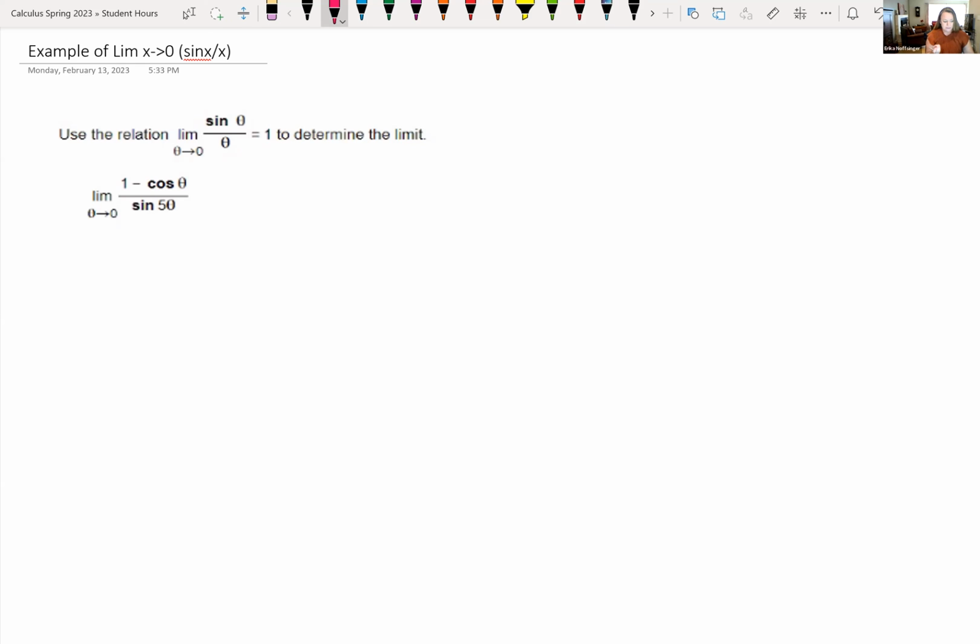And so we're going to use this information to help us solve the following. We're trying to find the limit in this example as theta goes to 0 of 1 minus cosine theta all over sine 5 theta. So when dealing with limits, we want to first start out and just substitute in our value and see what we get. In this case, if we substitute in 0 for theta, we would get 1 minus cosine of 0 all over sine of 5 times 0.